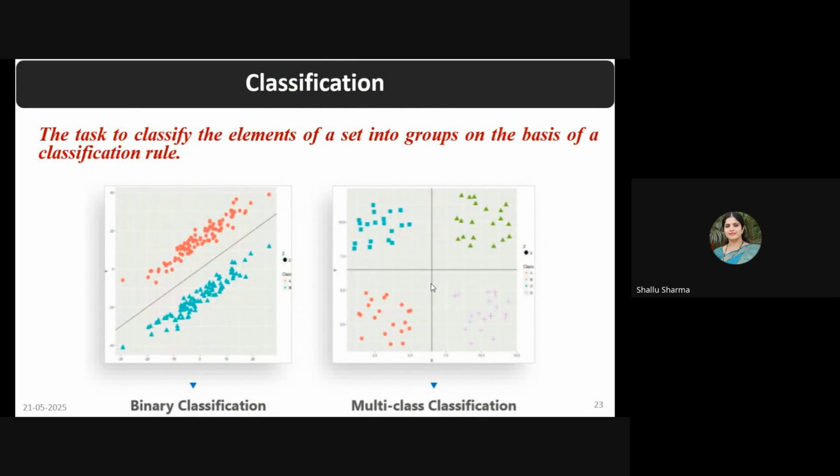As I'm discussing the problem of classification here, classification can be done in two manners: binary classification, when we have only two classes, and whenever we have more than two classes, that kind of classification is known as multiclass classification.